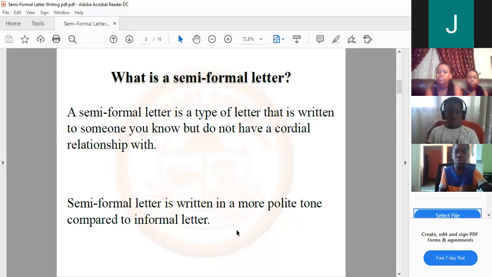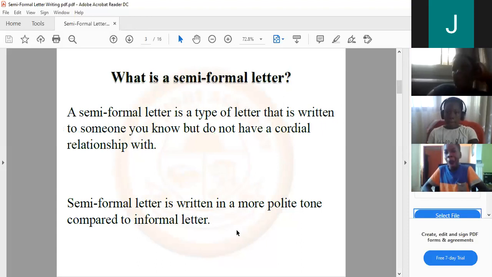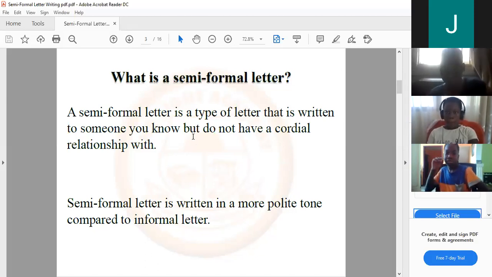Okay. So what then is a semi-formal letter? Let me call Nkunim to read it for me. Nkunim, unmute your microphone and then read what a semi-formal letter is for me. Semi-formal letter is a type of letter that is written to someone you know, but do not have a cordial relationship with. Okay, let your sister repeat it for me. A semi-formal letter is a type of letter that is written to someone you know, but do not have a cordial relationship. All right, thank you.